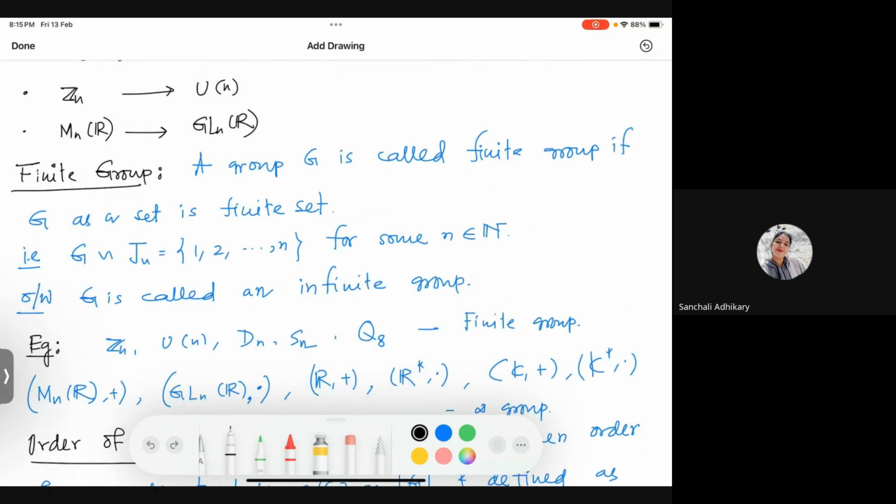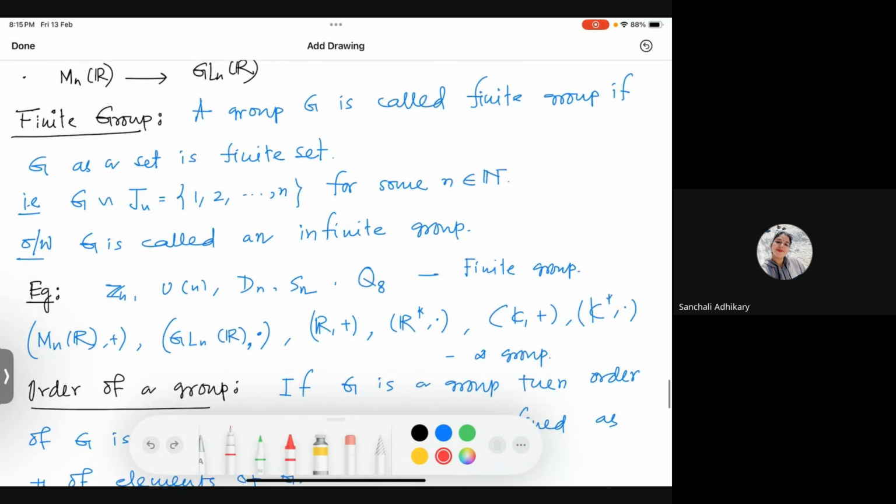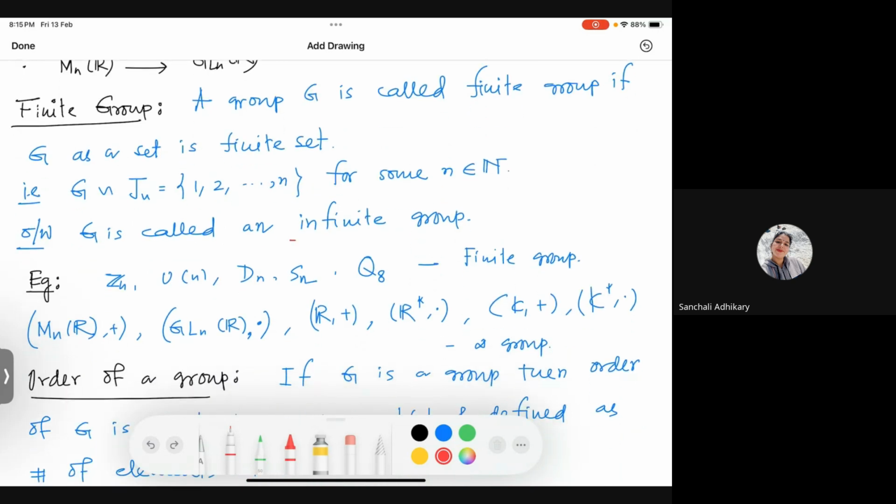Now, what is a finite group? If G has a finite number of elements, or I can say G is isomorphic to Jn for some n, it means the cardinality of G is n. Otherwise, the group is called an infinite group. The order of the group may be countable, may be uncountable.